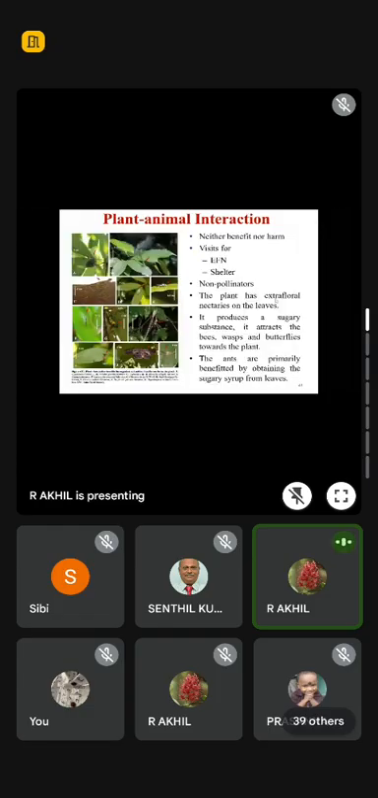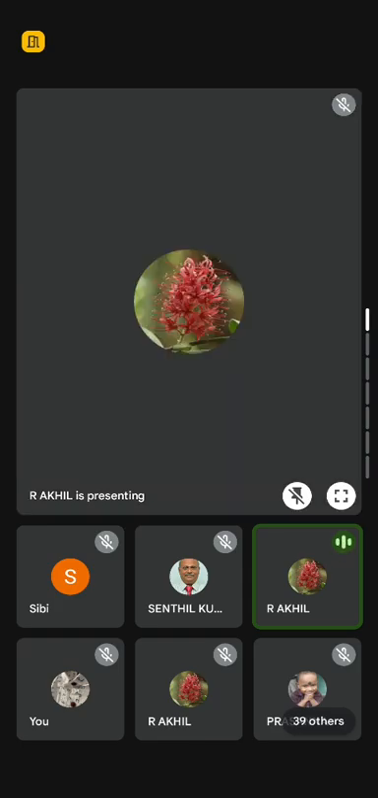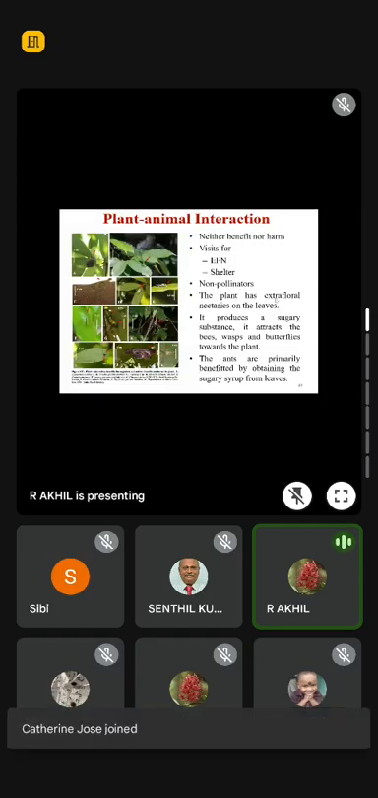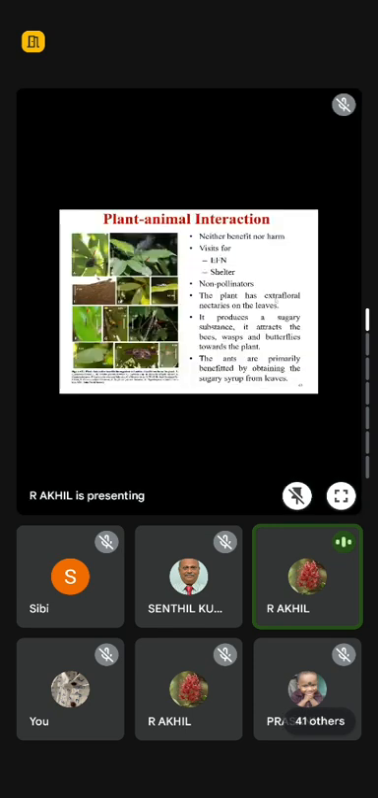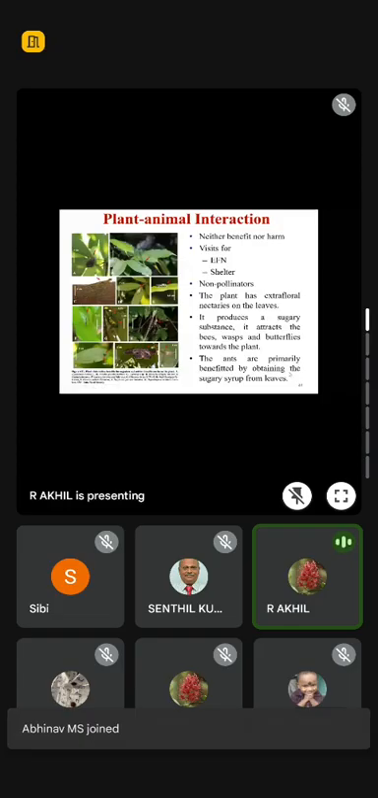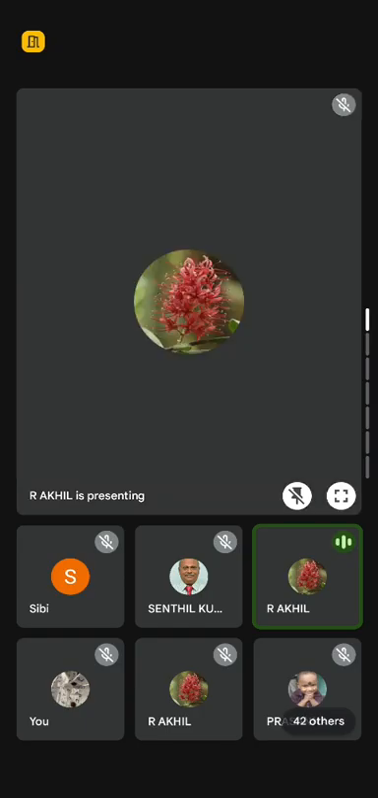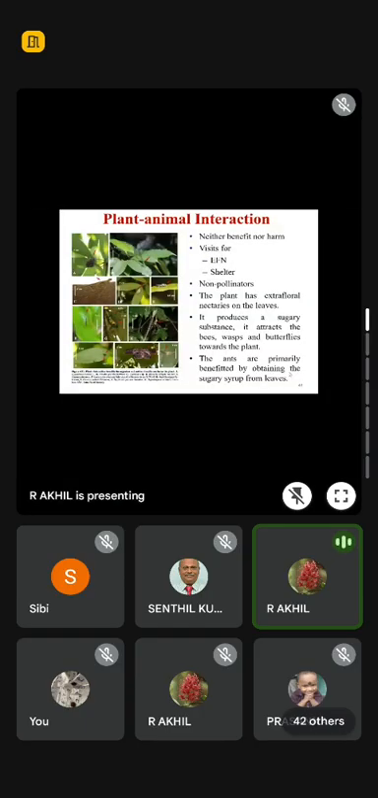Then some other interactions neither benefit nor harm the plant, such as visitors of extra floral nectaries. They visit the plant only for the extra floral nectary or the sugary substance provided by the plant. And the plant also provides shelter for non-pollinators. The plant has extra floral nectaries on leaves. It produces a sugary substance. It attracts the bees, wasps, and other butterflies to the plant. The ants are primarily benefited by obtaining the sugary syrups on the leaves. In return, they give protection from herbivory and pests also.